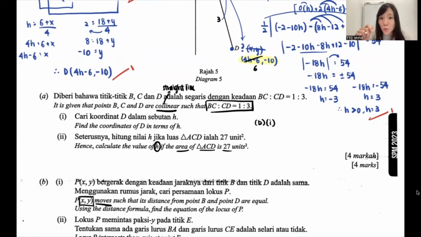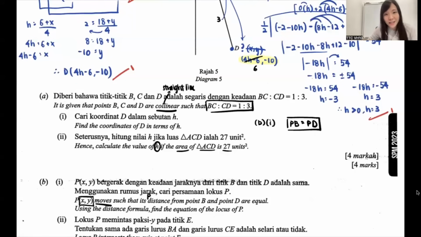So they say P moves such that it is equidistant from B and D. P's distance from B and D are equal. That means P to B and P to D, the distances are equal. So shall I tell you? PB equals PD. Okay?